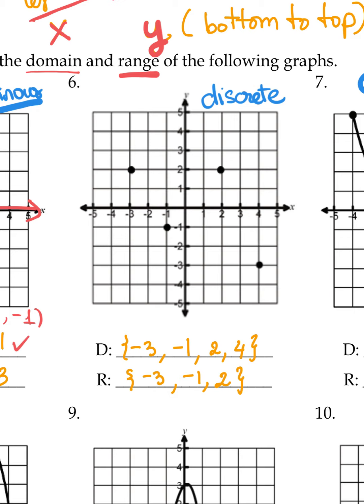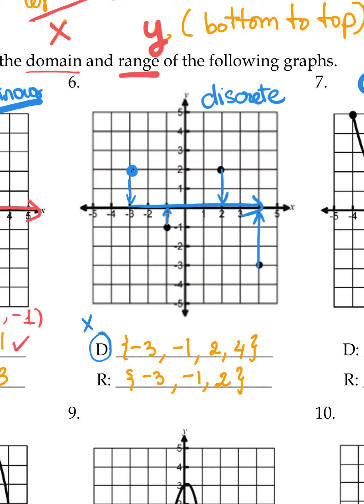Okay? All right, for the discrete function, they give you the points, and then you use the same method. If they're looking for D, which stands for domain, you're looking at the x-axis, from left to right, okay? Because they are points, we have to list the numbers out. So for the x-axis, the points are -3, -1, 2, and 4.